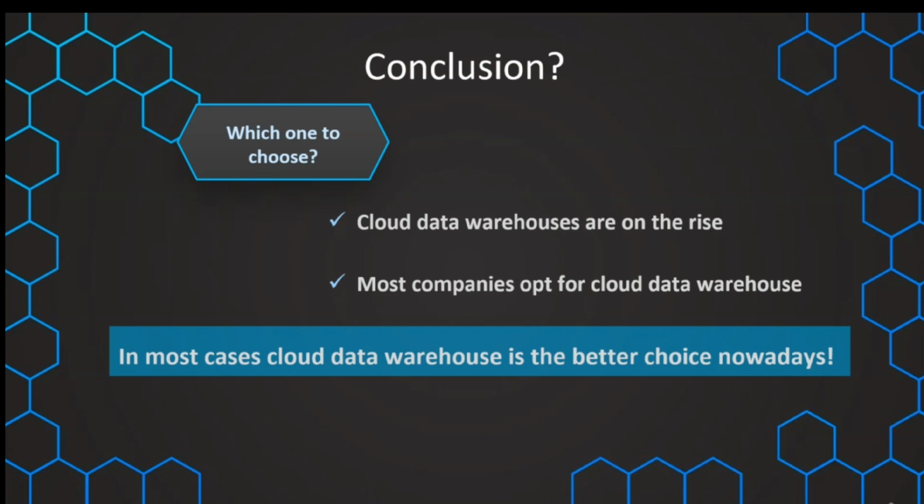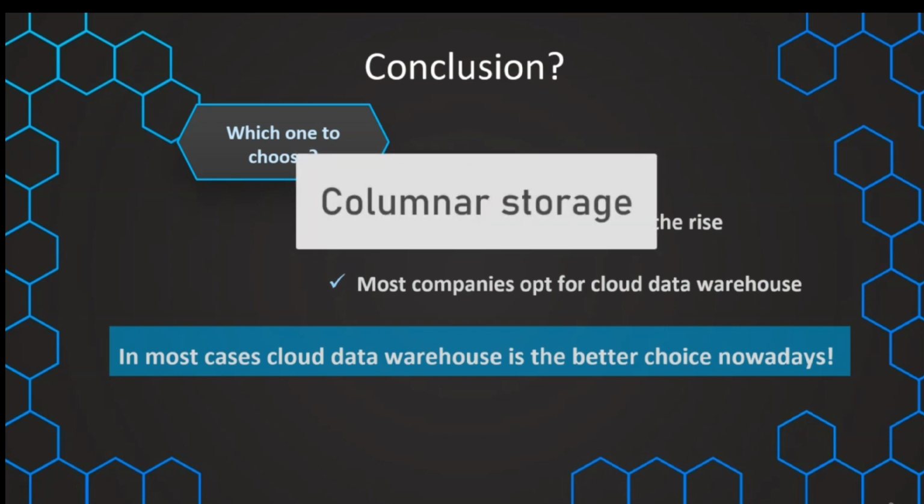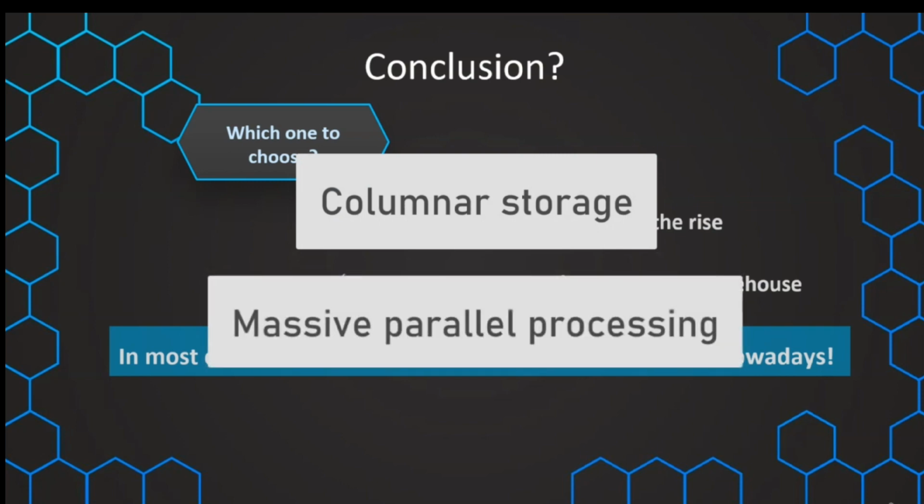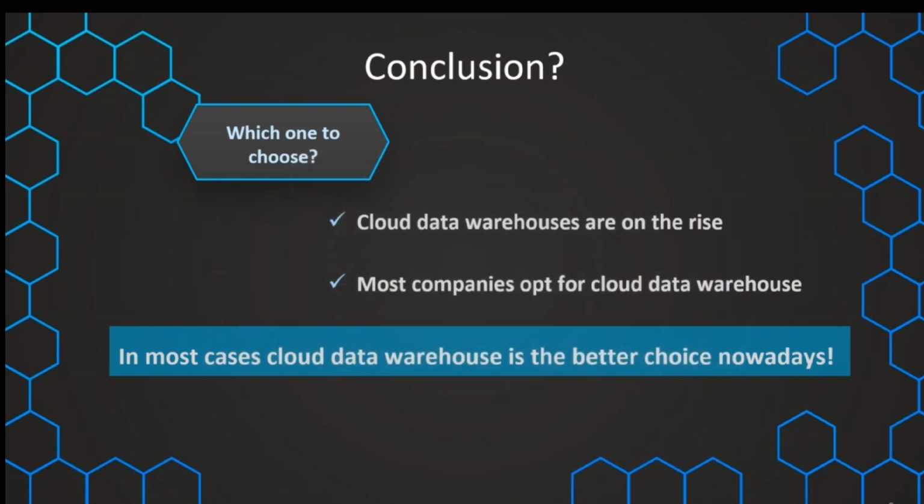And those cloud data warehouses are also, as we've mentioned, using more modern technologies. For example, they use columnar storage and so-called massive parallel processing. And these are new modern technologies that we now want to have a look at to understand those modern developments. So that's what we are doing in the next lecture.